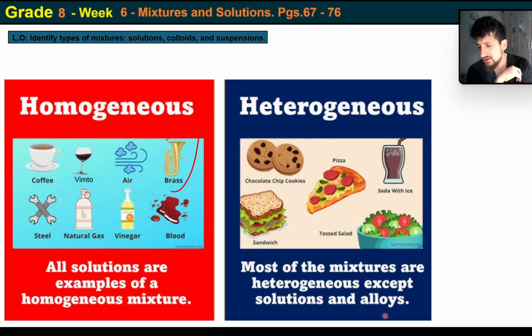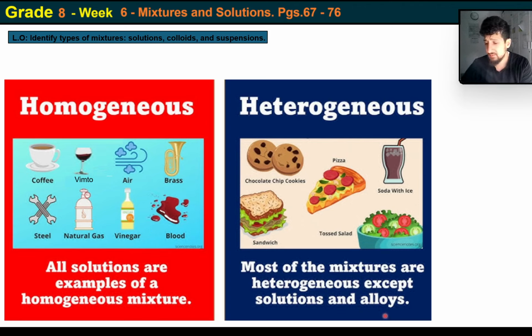I'm going to come back to these two, okay? I'll come back to these two. But natural gas is also a homogeneous mixture. Vinegar, this is what I actually have over here, by the way. That's vinegar. Ooh, smells pungent. Vinegar is a homogeneous mixture. And blood is a homogeneous mixture because it looks the same throughout.